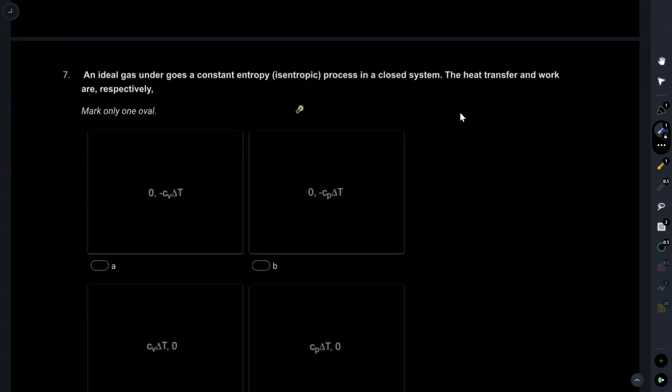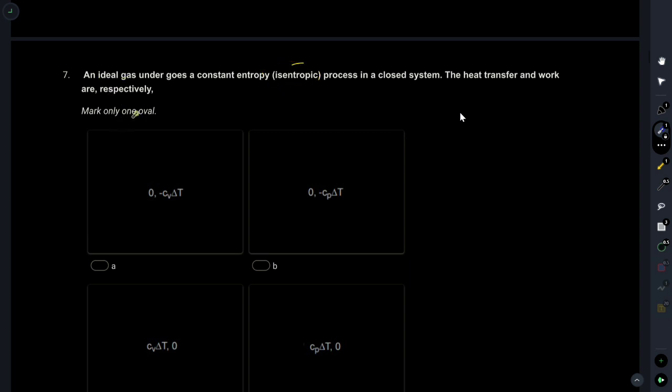So this is the first question which is with me right now. Okay, so let us read it. It is saying that an ideal gas undergoes a constant entropy, which is an isentropic process, in a closed system. The heat transfer and work are respectively what? So we need to find out the heat interaction and work interaction for this particular process, which is happening isentropically for this ideal gas, right?